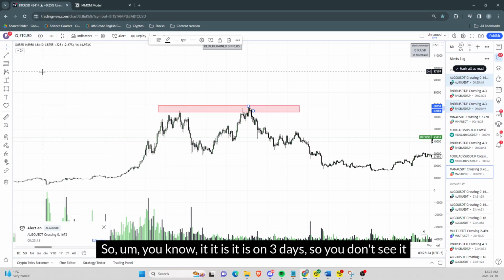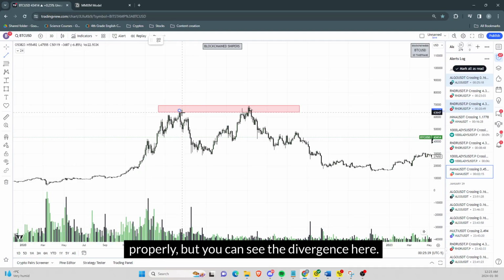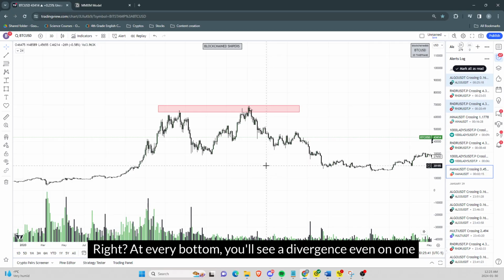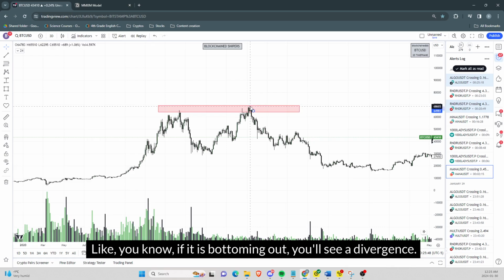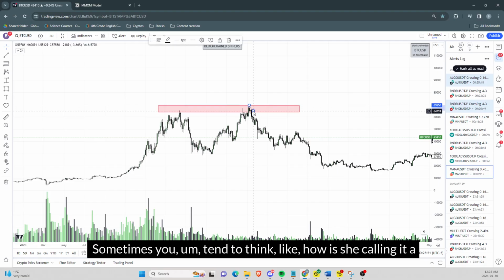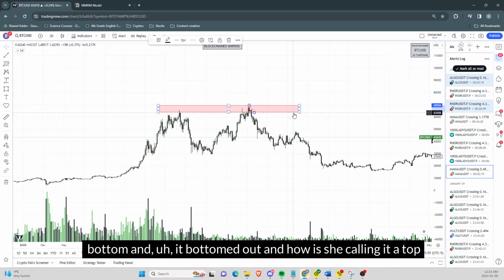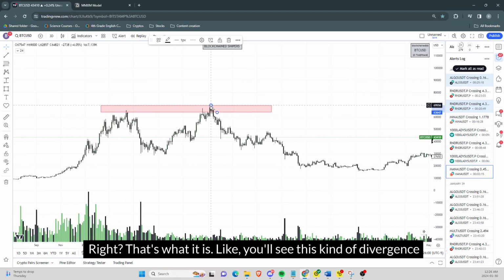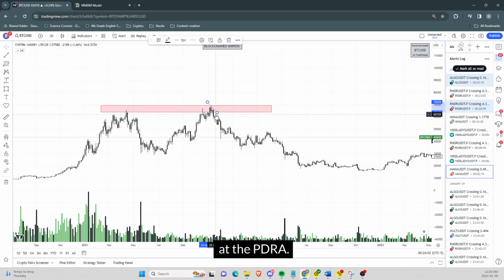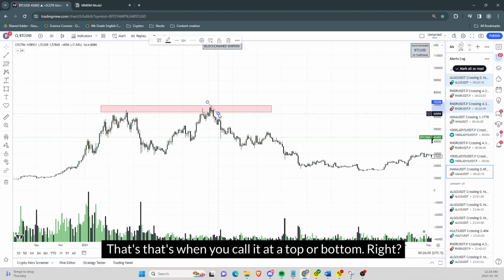This is on the 3-day, so you don't see it properly, but you can see the divergence here, right? At every bottom, you'll see a divergence, even on the 1 minute time frame. If it is bottoming out, you'll see a divergence. Sometimes you tend to think, how is she calling it a bottom and it bottomed out, and how is she calling it a top and it topped out, right? That's what it is. You'll see this kind of divergence at the PDRA. That's when you call it a top or bottom, right?